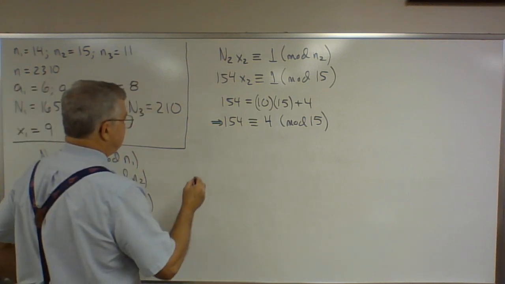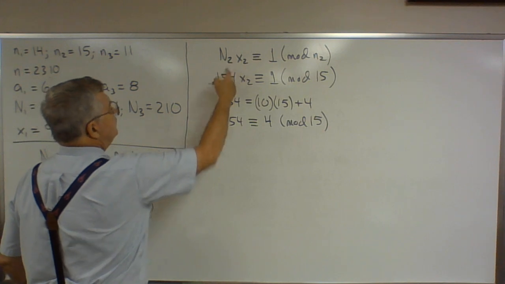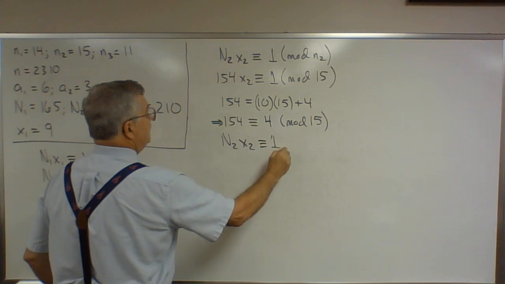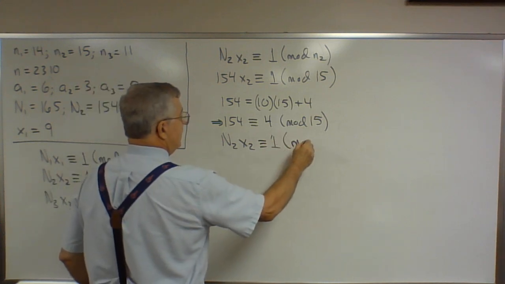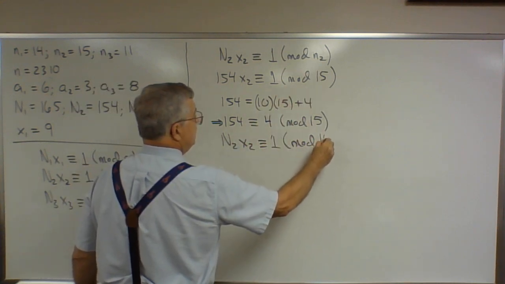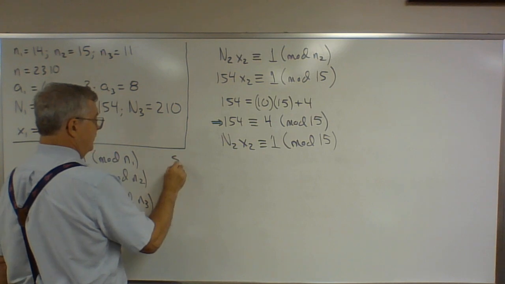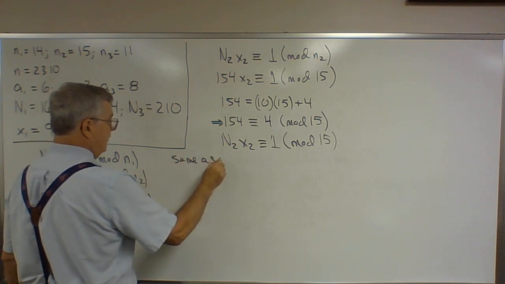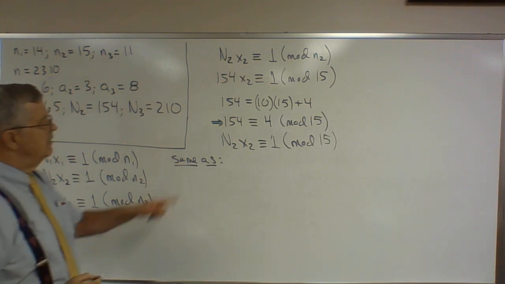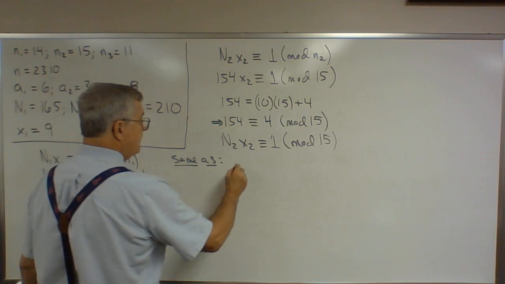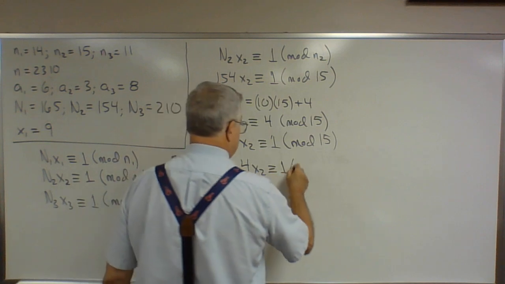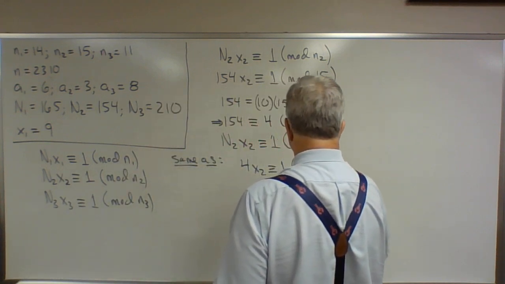So this congruence, N2 x sub 2 congruent to 1 mod 15, is the same as 4 x2 congruent to 1 mod 15.